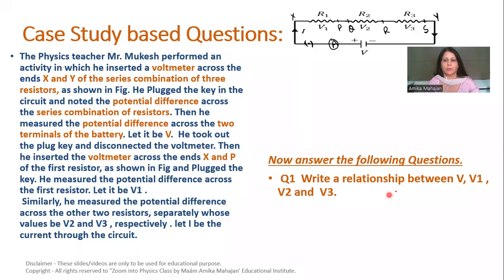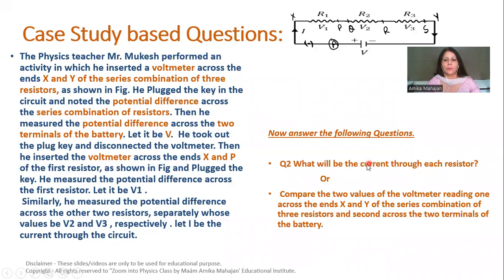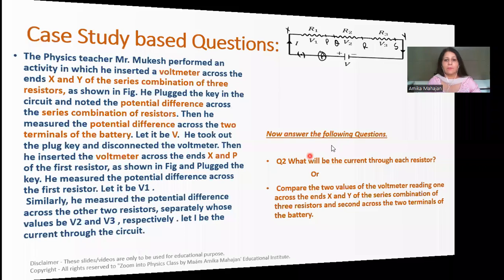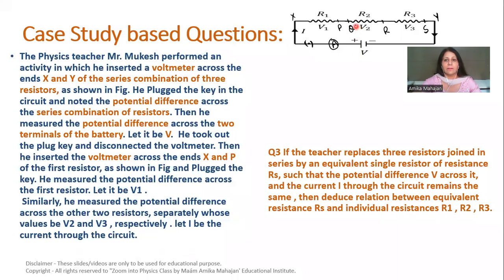First question is, write the relationship between V, V1, V2 and V3. Second question, what will be the current through each resistor? Or compare the two values of the voltmeter reading, one across ends X and Y and one across two terminals of battery. Third question is, if the teacher replaces three series resistors by an equivalent resistance of value Rs such that potential difference V across it and I is current through the circuit, then deduce relationship between equivalent resistance Rs and individual resistances R1, R2 and R3.